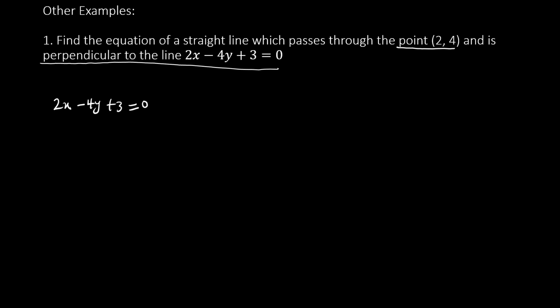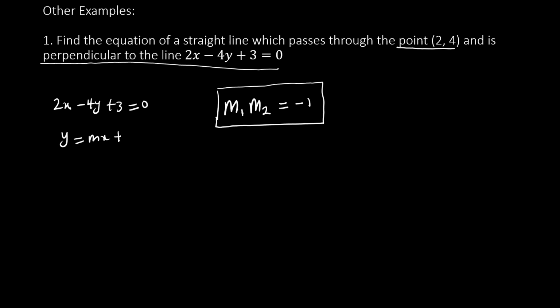Note that if two lines are perpendicular, then if you multiply the gradient of the first and the gradient of the second line, it must be equal to -1. Take note of this. If two lines are perpendicular, then multiplying the gradients, we must have the answer -1. So let's write this equation in the form of the equation of a straight line, which is y equals mx plus c. And here we have negative 4y equals negative 2x minus 3. I'm writing this in the form of this.